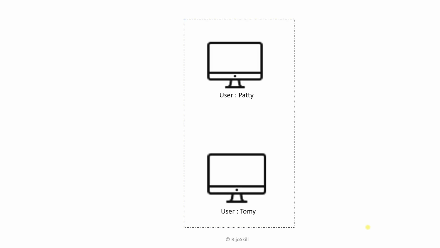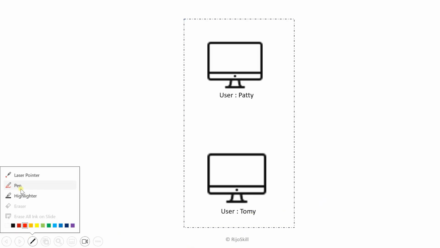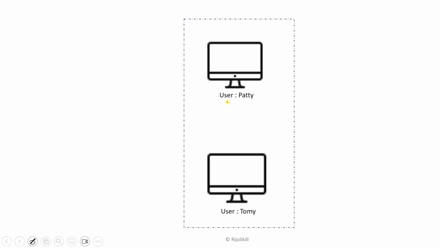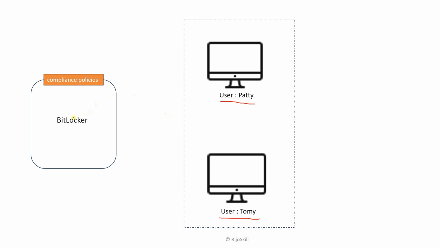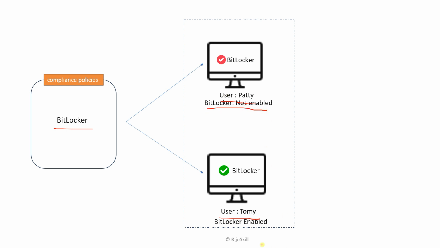First I will give you some graphical representation so you can easily understand what the compliance policy is. So here you can see you have one organization. They have two end user devices, one used by user Patty and one used by user Tom. Your organization plans to implement the compliance policy. The compliance policy they introduced is for BitLocker. After the compliance policy is assigned to the devices, you can see that on user Patty's device BitLocker is not enabled and on user Tom's device BitLocker is enabled.